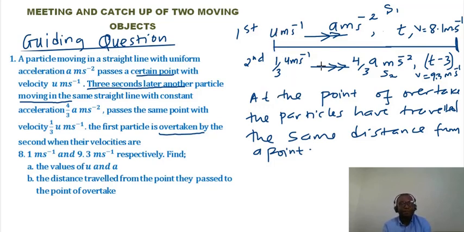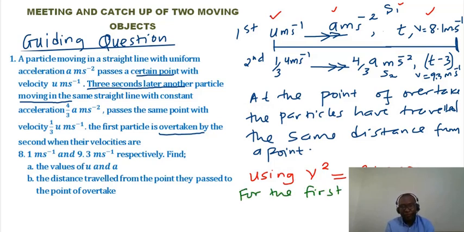Now, since we need to find u, we've been given the final velocity, we have the acceleration, and we know that the distance traveled by the two particles will be the same, so we are going to use v squared equals u squared plus 2as. Then we consider the first particle. We shall have its final velocity, 8.1 squared, being equal to its initial velocity u squared plus 2 times as.